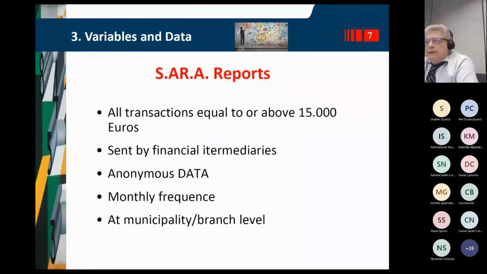A few words about SARA reports, which are the bulk of the data that we use in this exercise. They regard all transactions equal to or above 15,000 euros. They are sent by financial intermediaries, banks. They are anonymous data. They are given with monthly frequency, and they are at the level of detail of a municipality branch of the bank.